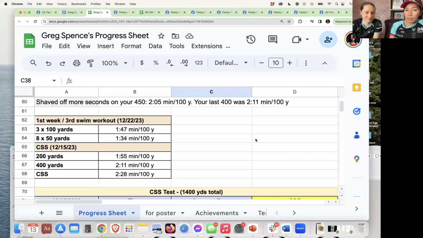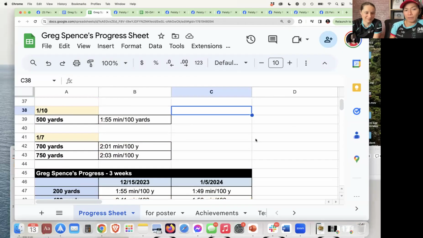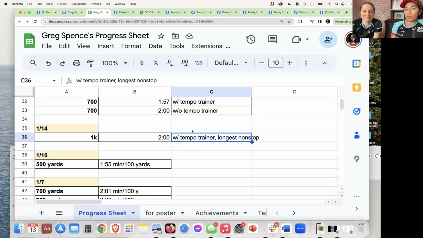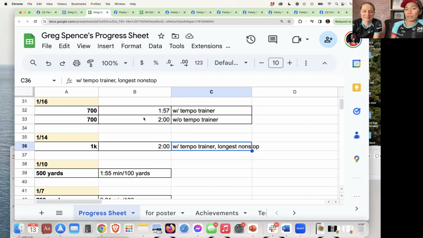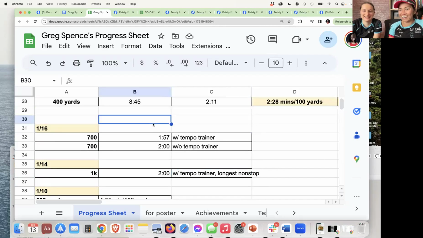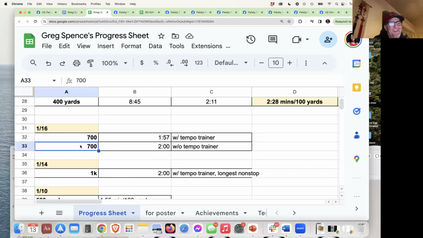We can talk more in detail if you want to know more, but basically we use the tempo trainer, I think around the fourth week, third week. With the tempo trainer, longest. So I was measuring with and without the pacing. You like looking at your numbers? Yeah, I haven't seen it yet. So I was watching you like an eagle.